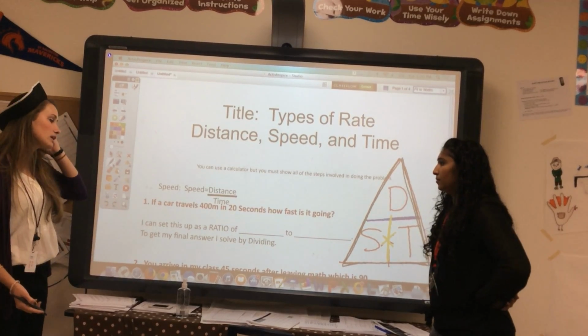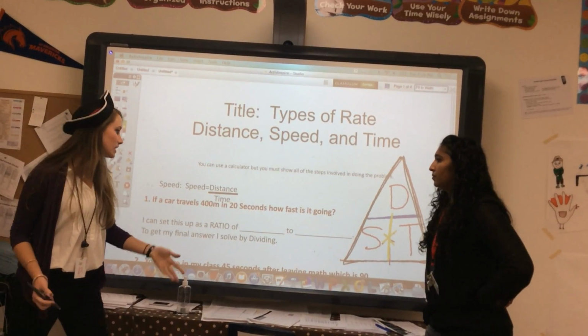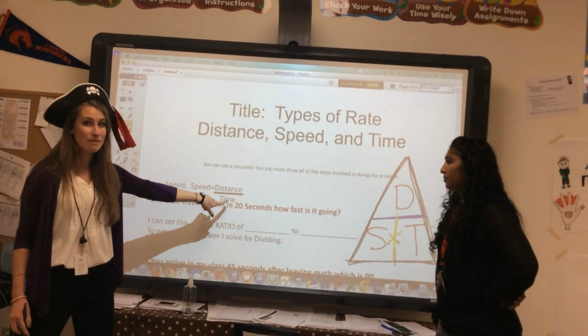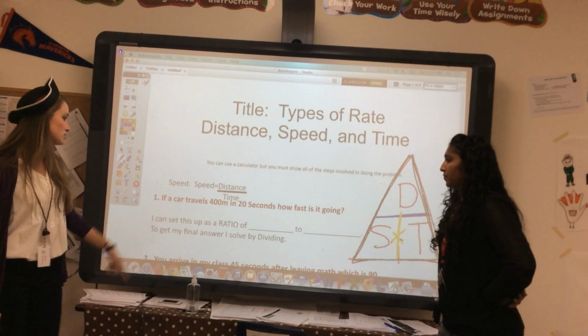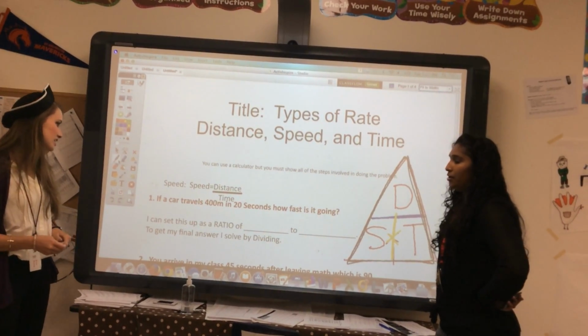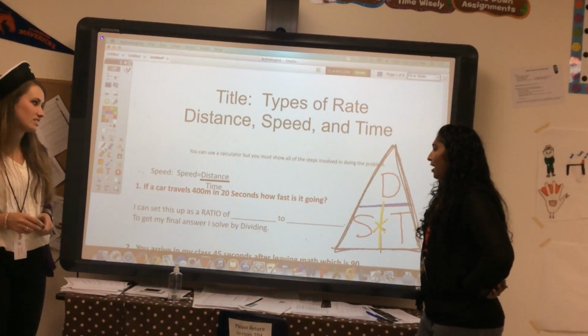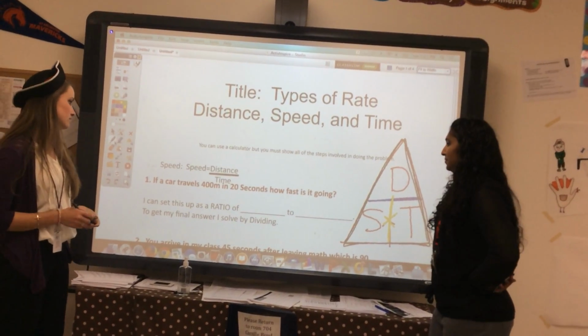If you're given the speed, or if you're trying to find the speed of something, then you just need to know the distance and then divide that by the time it takes. Let's look at this first problem. All right, Ms. Boyd, can you read that? Sure. If a car travels 400 meters in 20 seconds, how fast is it going?